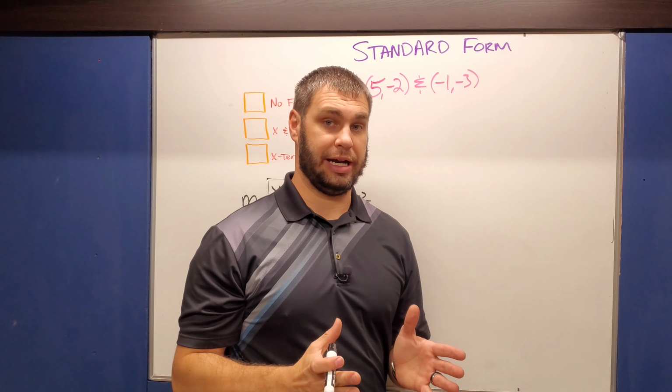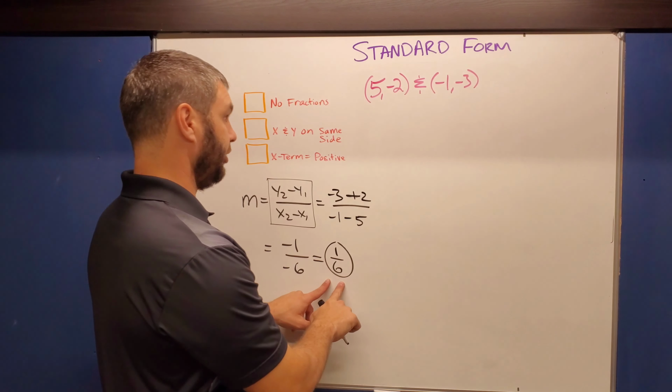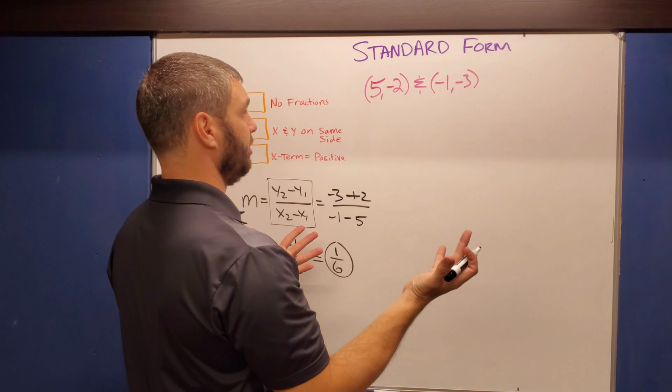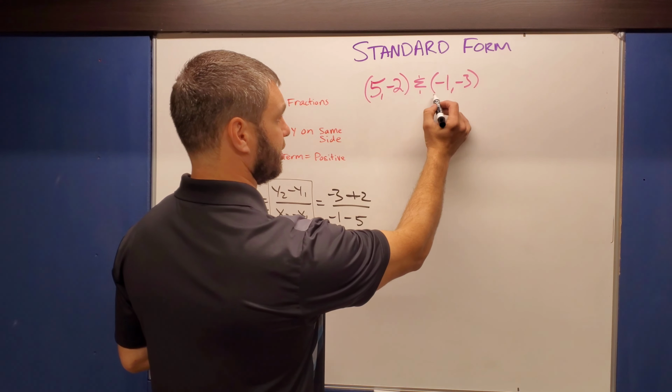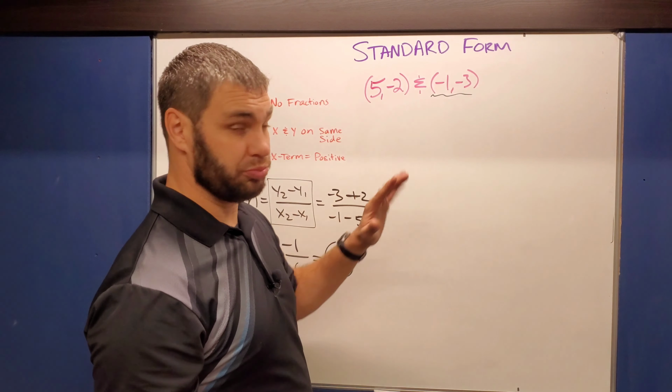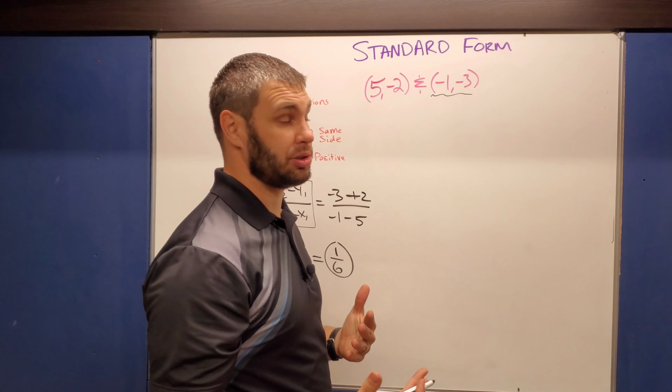Otherwise, if you know how to do that, we're going to take this slope now and use the easier of those 2 points. I like to work with the smaller numbers, so I might say (-1, -3), but either one will work. It'll give you the same answer.